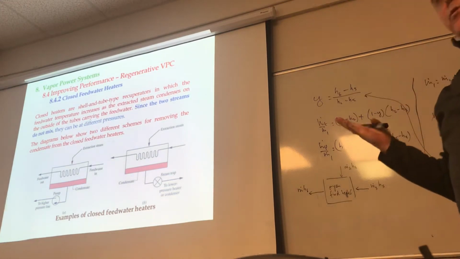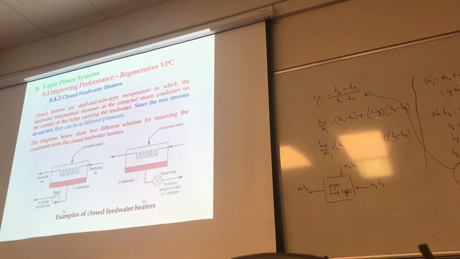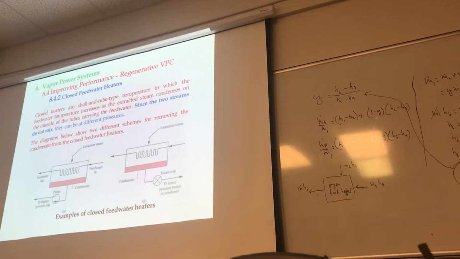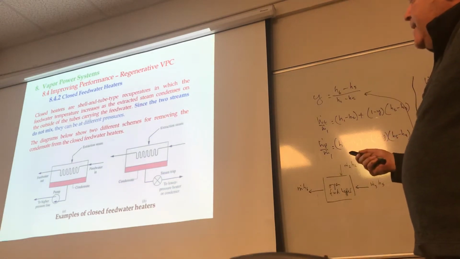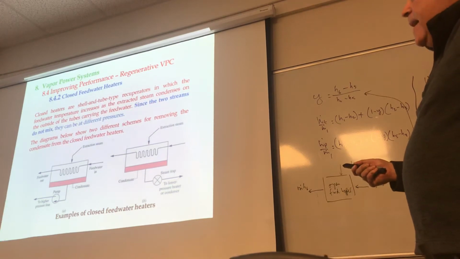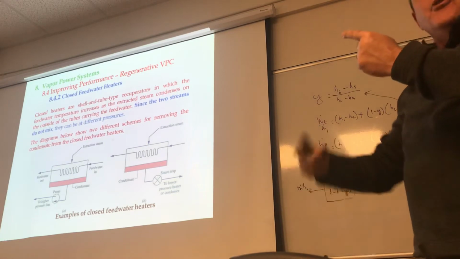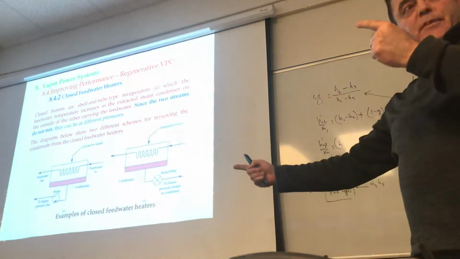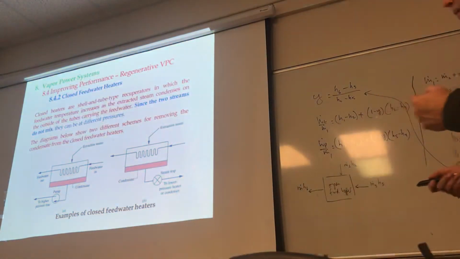But heat transfer will always occur anyways. So closed heaters are shell and tube recuperators in which feed water temperature increases as the extracted steam condenses on the outside of the tube carrying the feed water. And again, the key thing in here, because they are closed, the two streams do not mix, and because they do not mix, they can be at different pressures, as opposed to before, where we had to use an extra pump to pump my fluid from the lowest pressure to the intermediate pressure.